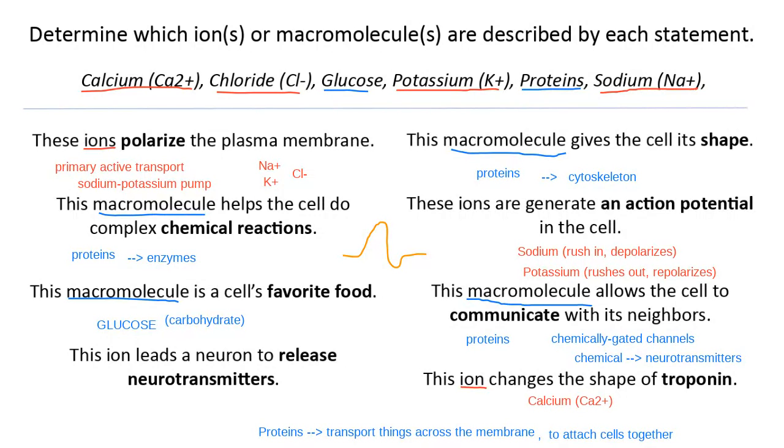Yeah, several of us chiming in the chat. Calcium comes into the axon terminal of a neuron. When calcium comes inside, neurotransmitters spit out. They can't stay together.